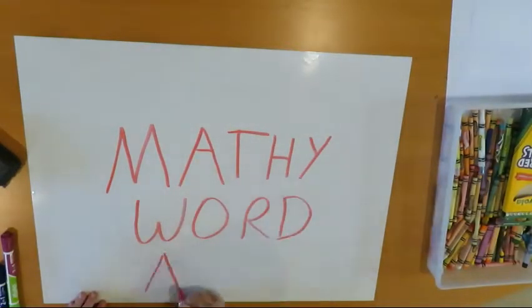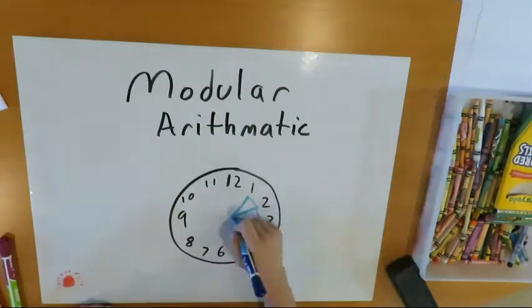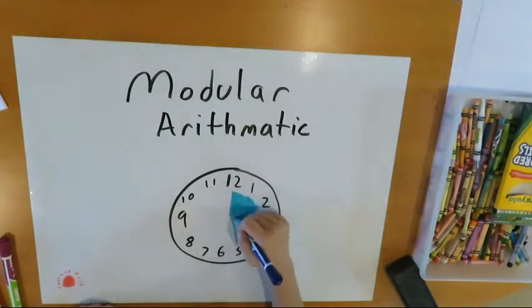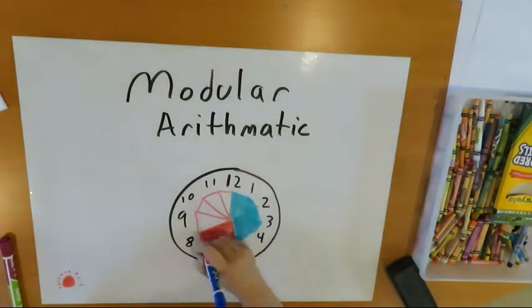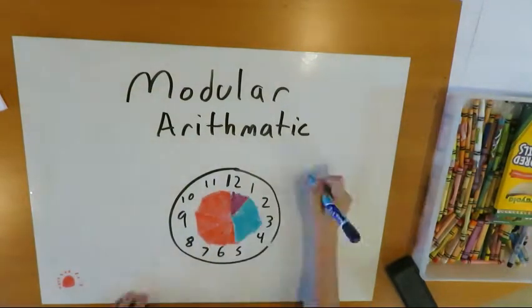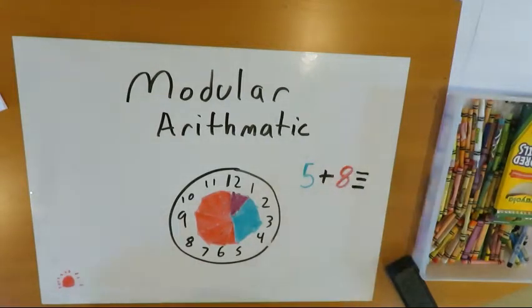Matthew word alert! Modular arithmetic is basically arithmetic around a clock. So 5 plus 8 mod 12 is the same as counting around a clock. The answer is 1, but modular arithmetic isn't just limited to mod 12 or 24, depending on where you live.